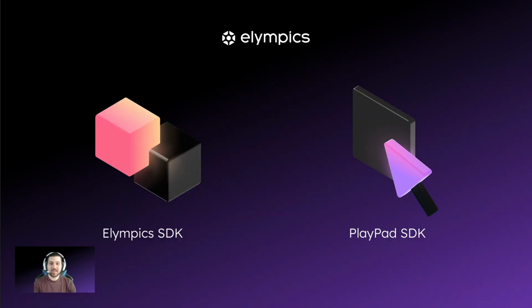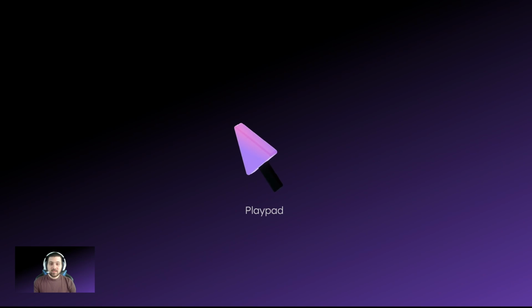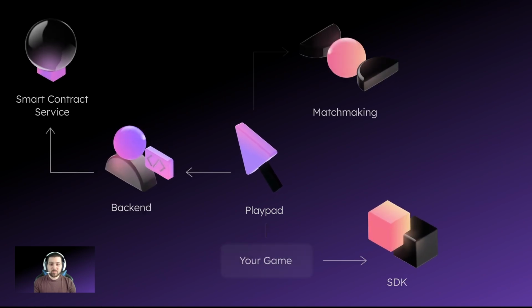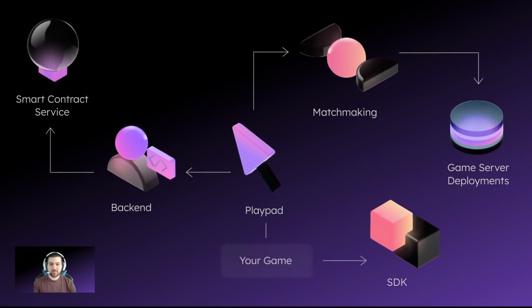Elympics offers several abstraction tools that will interact with each other in order to make your development as easy as possible. Elympics offers two Unity SDKs, the Elympics SDK, which allows you to make multiplayer games with ease, and the Playpad SDK, which allows your games to communicate with our hosting site, the Playpad. The Playpad is our hosting site, which acts as a bridge between your game and all of our systems.